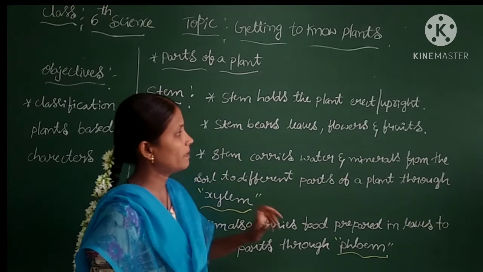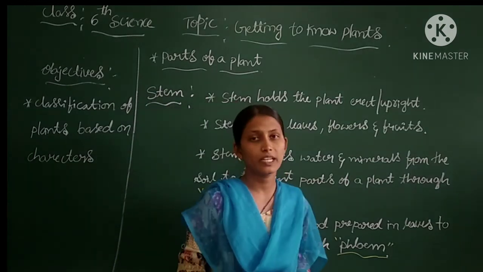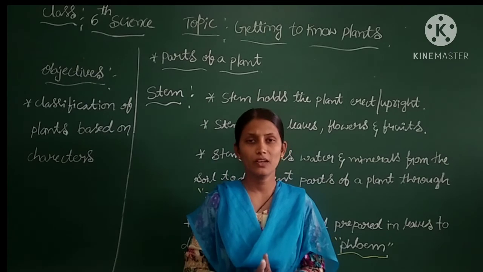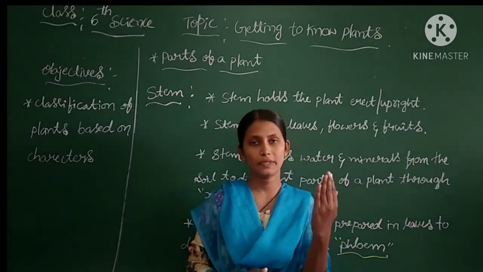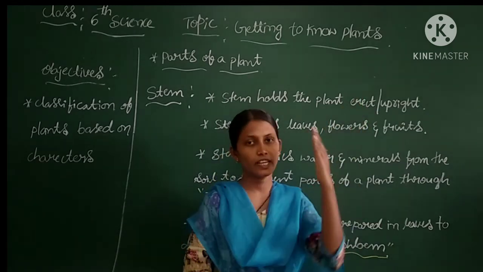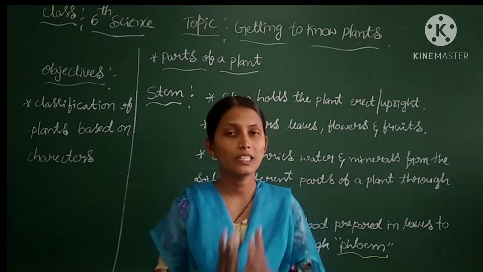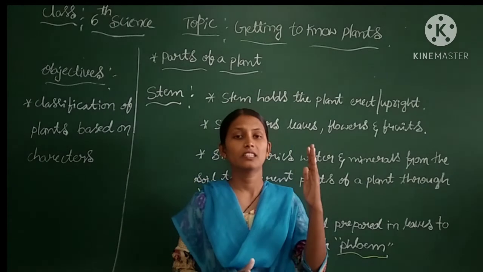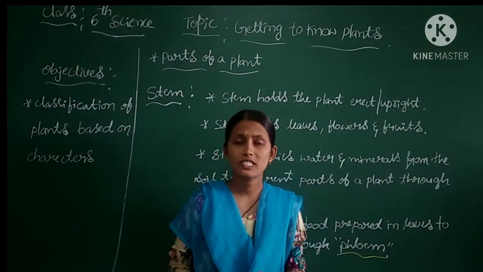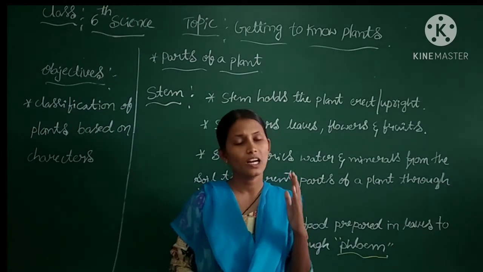Stem holds the plant erect or upright. You might have observed that the stem helps the plant to hold upright or erect. Erect is nothing but straight. You might have observed that all the plants are straight. Why are they straight? Because of the stem. The stem holds the plant to stand upright or erect.